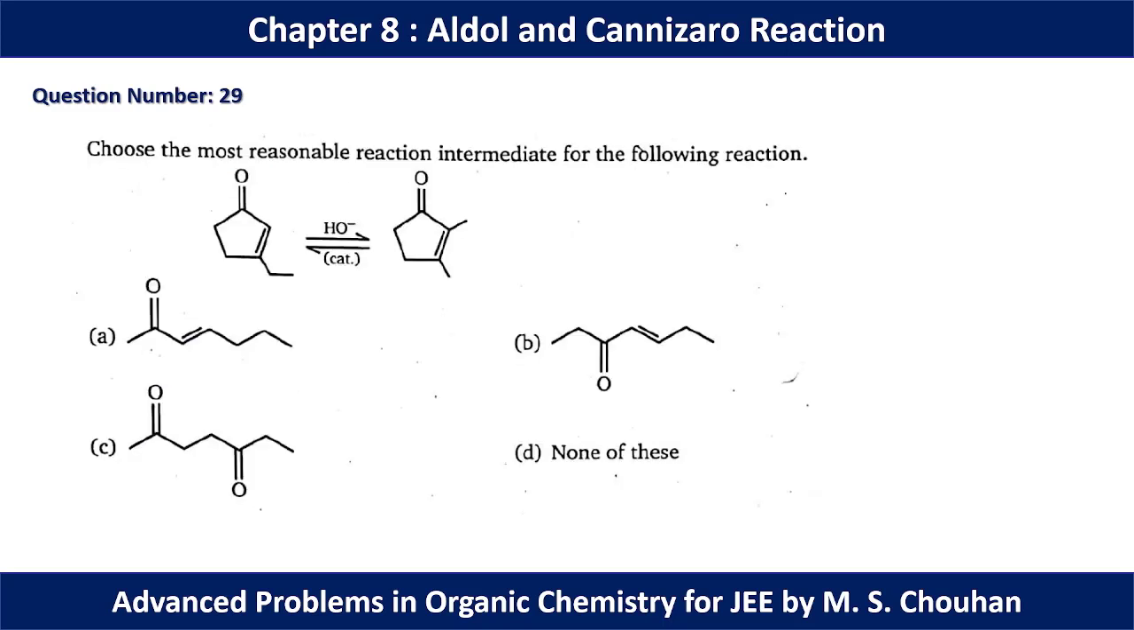In question number 21, choose the most reasonable reaction intermediate for the following reaction. So first we have to find the retroaldol product, then we can form the final product. Here we have the final situation, so we have to find the intermediate. So we can dissociate this alpha beta bond, and we can write the structure like this. The alpha position will be CH3, CH2, CH2, C double bond O, CH2, CH3. Okay, so in this case option C should be the correct option.